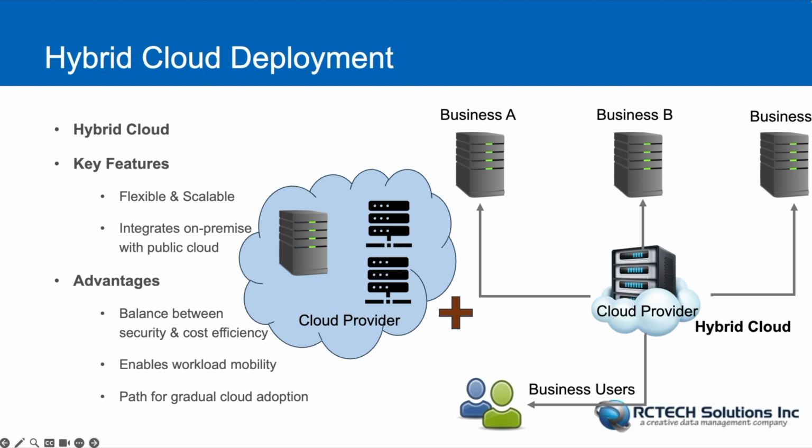There are key features: flexible and scalable. Hybrid cloud offers flexibility and scalability in terms of the infrastructure. It integrates on-premises infrastructure with public cloud resources. That is the main differentiation between private and public cloud. It is a combination of on-prem and the cloud ecosystem.